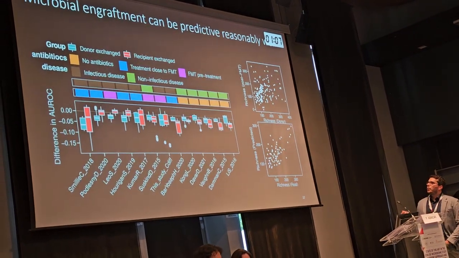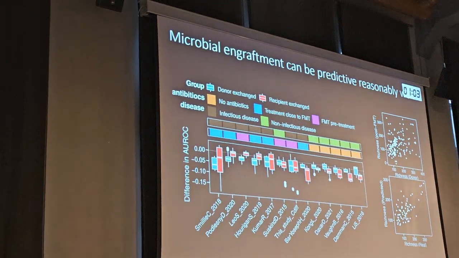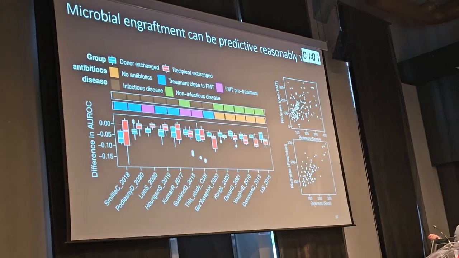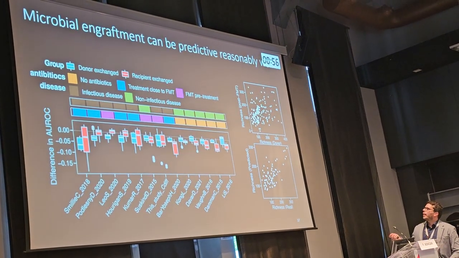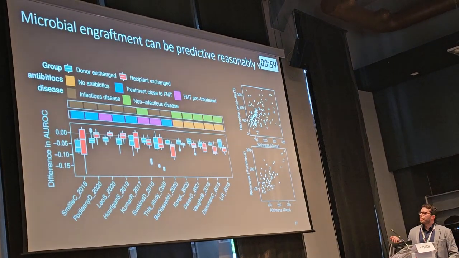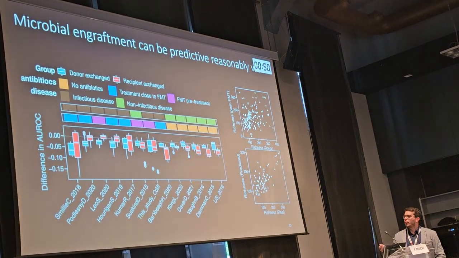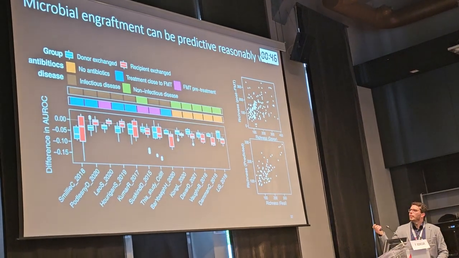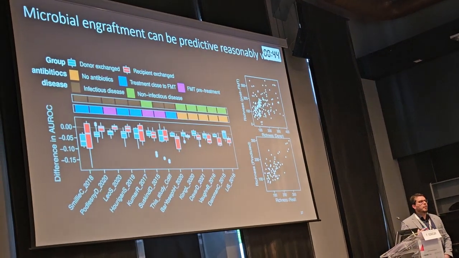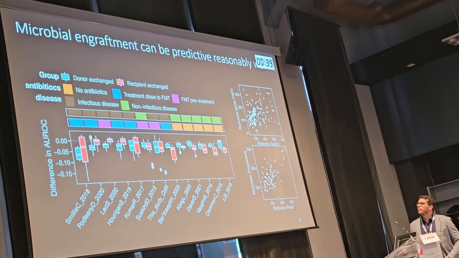But what we did again using machine learning was to try to predict, for example, alpha diversity. So in this case, we can predict alpha diversity in the donor and in the post-FMT just by using the microbiome composition of the two different individuals. And what you see here is also how we are able to predict how well the engraftment will be given the microbiome composition of the donors in that specific recipient.